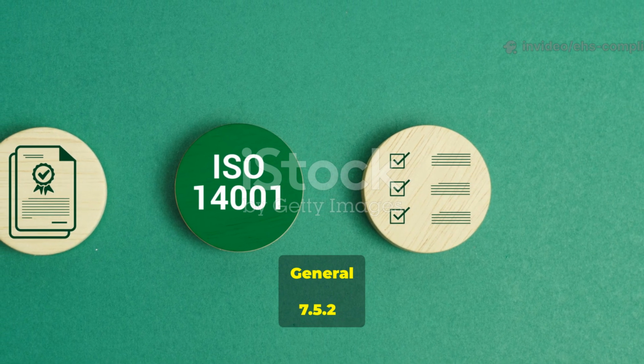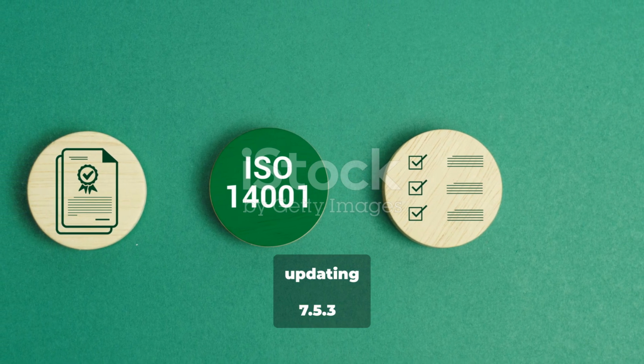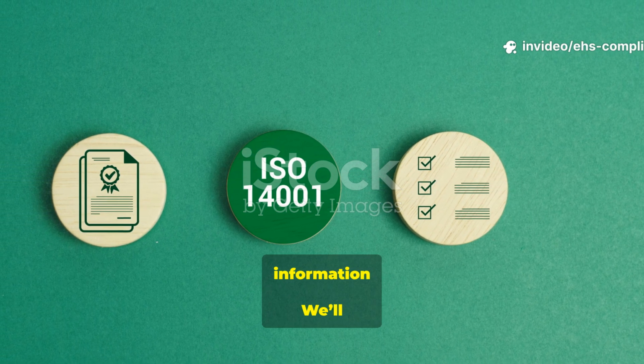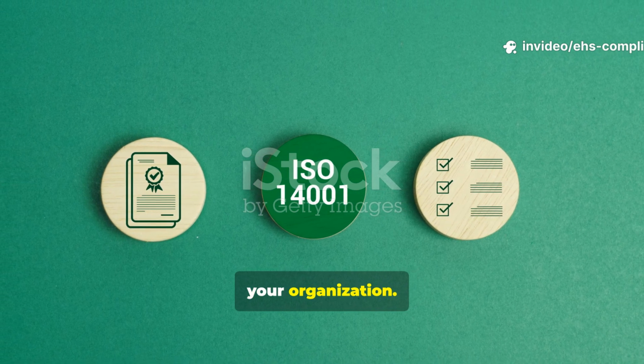7.5.1, General. 7.5.2, Creating and updating. 7.5.3, Control of documented information. We'll go through each of these step by step with examples you can actually use in your organization.